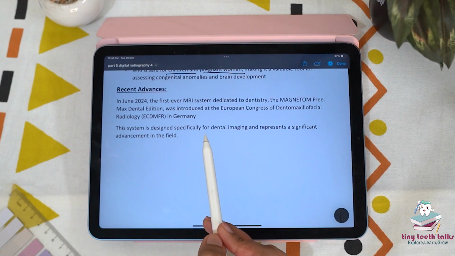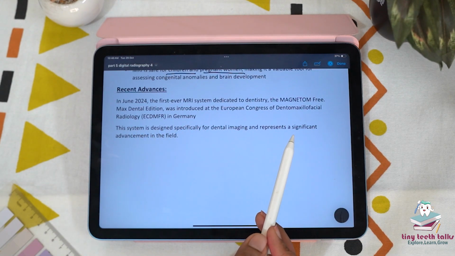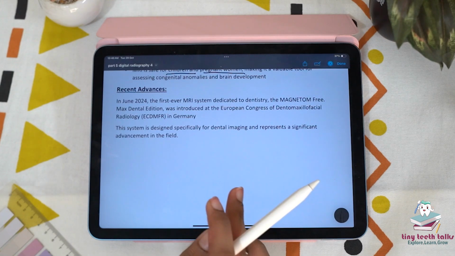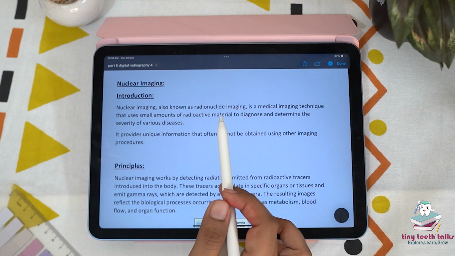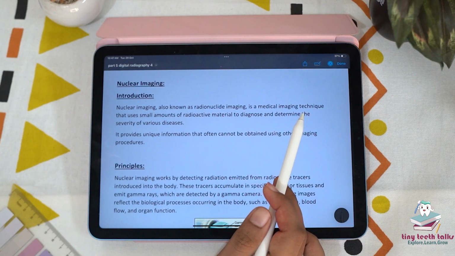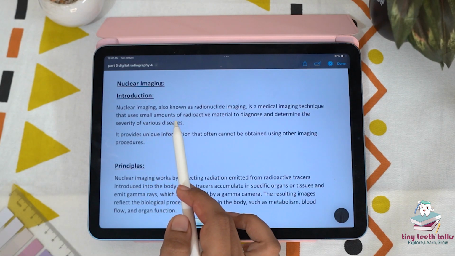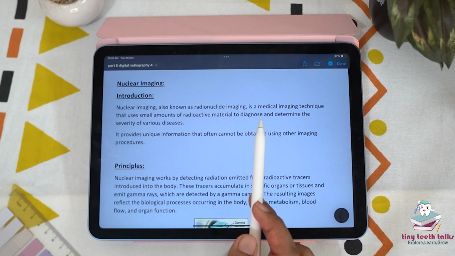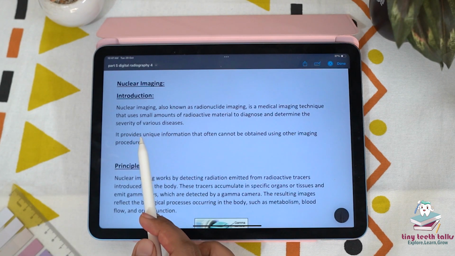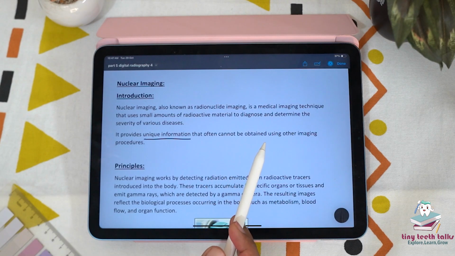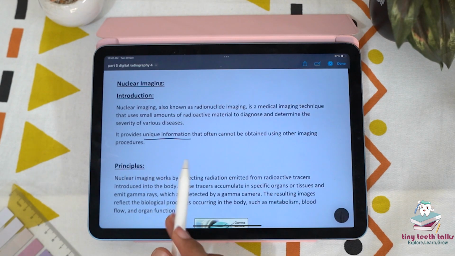This system is designed specially for dental imaging and represents a significant advancement in the field. The second is nuclear imaging. Nuclear imaging, also known as radionuclide imaging, is a medical imaging technique that uses a small amount of radioactive material to diagnose and determine the severity of various diseases. It provides unique information that often cannot be obtained using other imaging procedures.